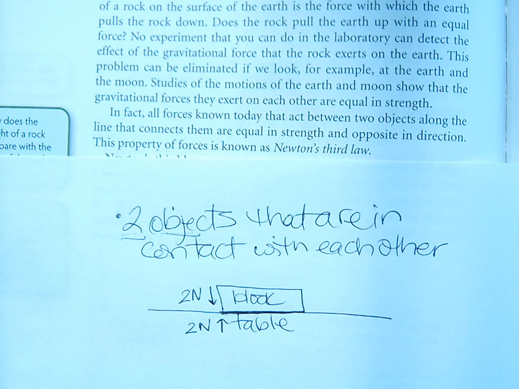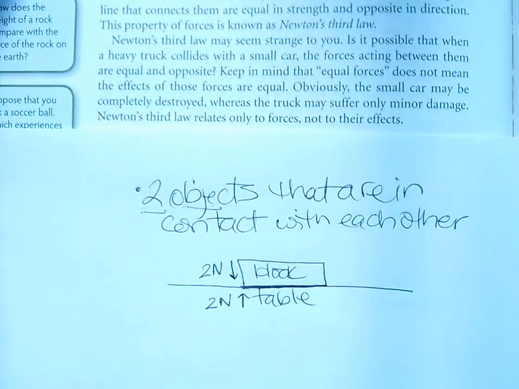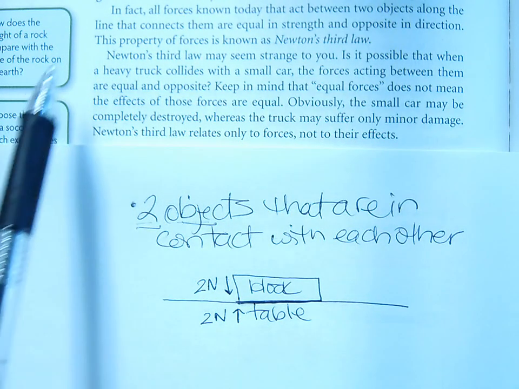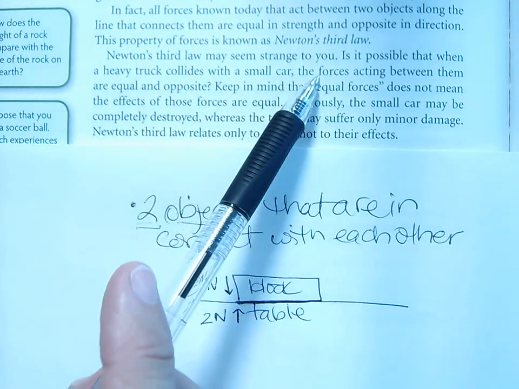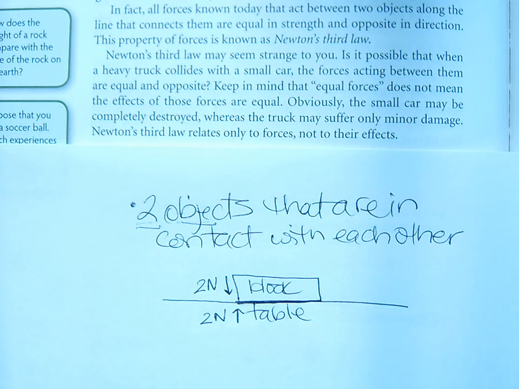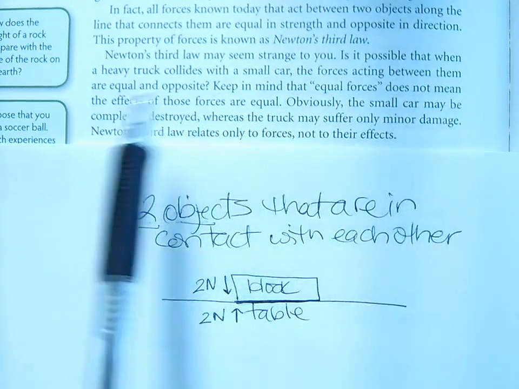Now, it's very easy to see how this would apply between a table and a block, but what sometimes gets people thinking, how could this possibly be true, is something like a car crash, which they talk about at the end here. It says Newton's third law may seem strange to you. Is it possible that when a heavy truck collides with a small car, the forces acting between them are equal and opposite? And this is where you go, wait a second. If a huge big old truck runs into a teeny little car, how is it possible that the force the truck applies to the car is equal to the force that the car applies to the truck? It kind of doesn't make sense.